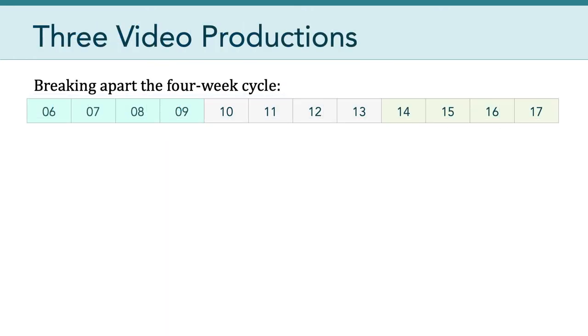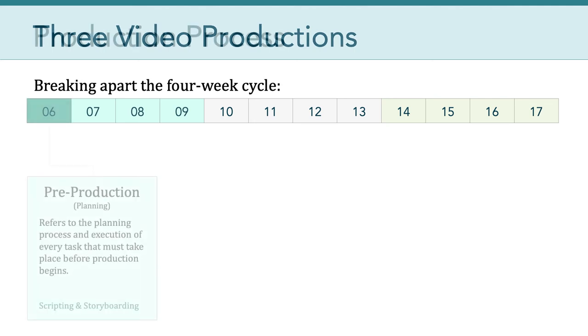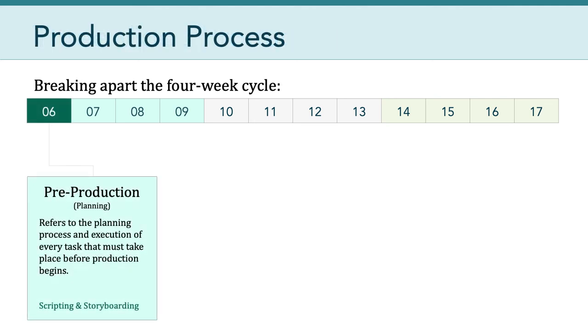On this slide, you can see that starting this week, we're going to begin our first video production project. This will be one of three projects we'll complete this semester. So let's break down the process we're going to follow to produce each video project. As you can see, each project involves four main phases. The first phase, which we're going to start this week, is pre-production.